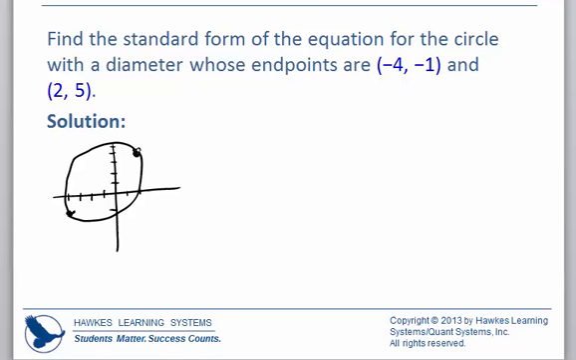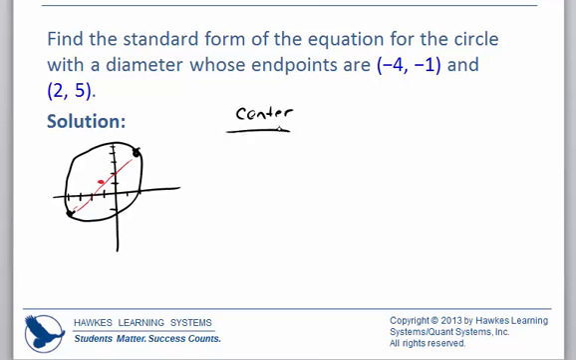Remember that the diameter is going to run right through the center of the circle. So if these are the endpoints of the diameter, then the center of this circle is going to lie somewhere in here on that diameter. So how do we find the center of the circle? The center of the circle would be the midpoint along that line. So I'm going to begin there.